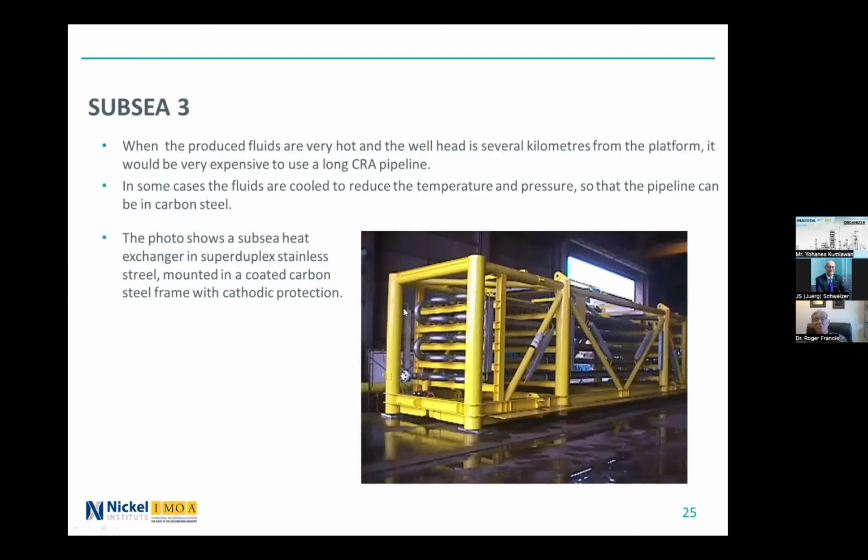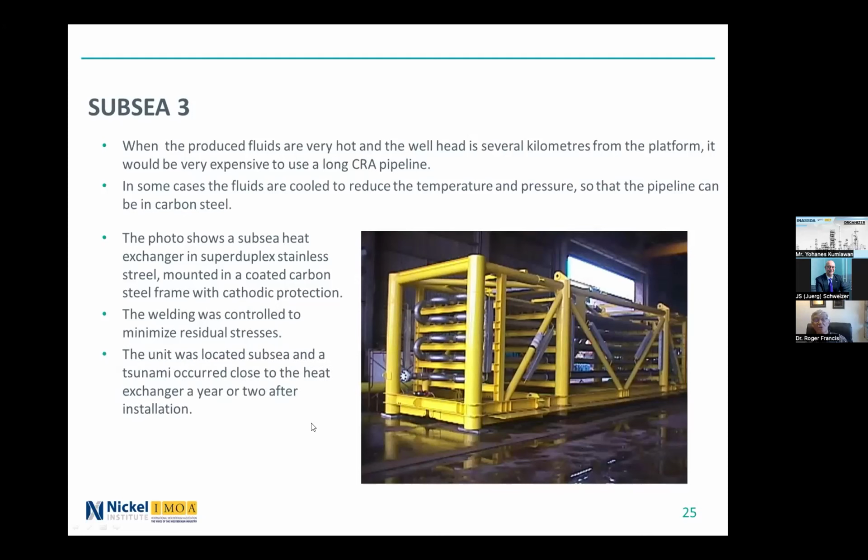The piping is super duplex stainless steel. Here we can see the pipes zigzag up and down this frame, which is made of carbon steel. It has a high quality coating on it, and it's further protected by zinc anodes. So it's cathodically protected. And this means that the stainless steel is also seeing cathodic protection, and so hydrogen embrittlement is a potential risk. So the welding was controlled to minimize residual stresses, and the unit was located subsea in the Far East, from my perspective.